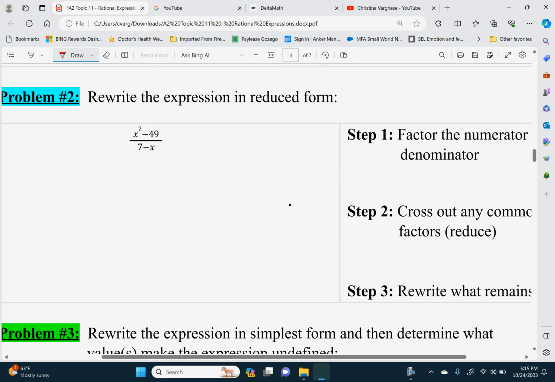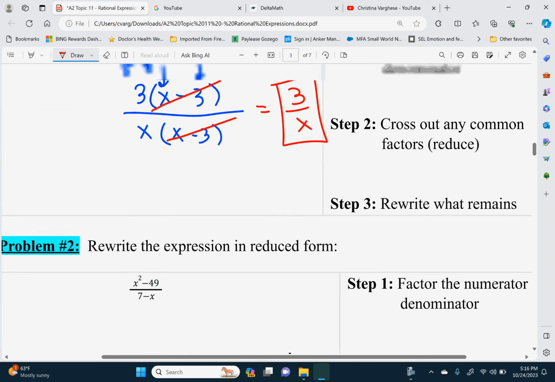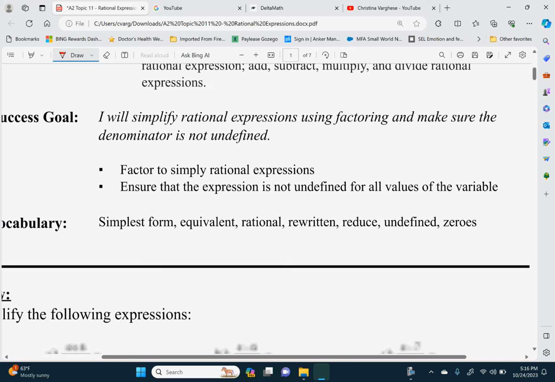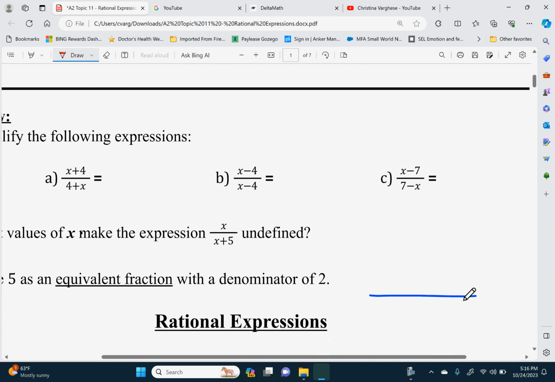Model problem number 2. You need to remember what we did in the do now. Just gotta go back to this real quick. So in the do now, if you have x plus 4 divided by 4 plus x, same thing on the top and the bottom, they're going to cancel out to give you 1. X minus 4 divided by x minus 4, that's a 1 as well, right? And I can check that by putting 5 here. 5 minus 4 is 1, 5 minus 4 is 1, 1 divided by 1 is 1. 6, if I could use 6 as well.